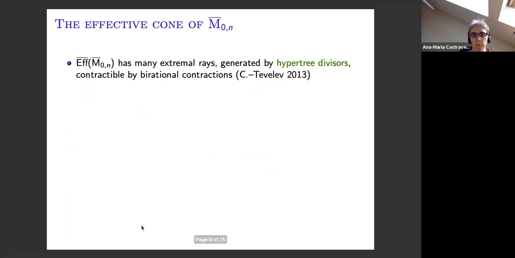And then continuing this way, the Keel-Vermeire divisors can be generalized. So we introduced with Zhenya what we call the hypertree divisor. So this is some combinatorial data out of which you can cook up again a divisor with the same properties as the Keel-Vermeire. So you can contract them, maybe not by a rational morphism, but by a rational contraction, by a rational map. And this will be a divisor that's contracted. And these numbers grow quite fast.